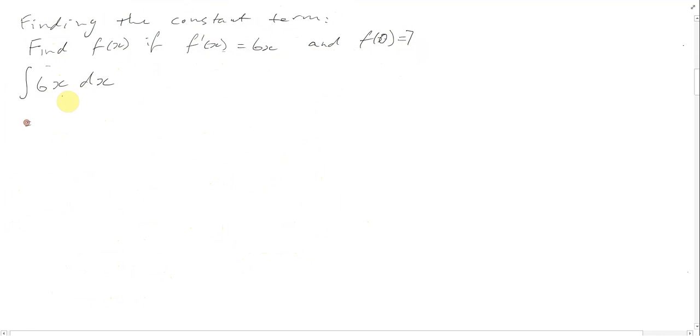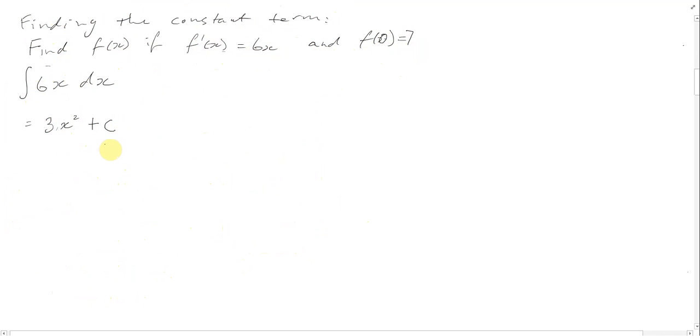So first off, the power needs to go up by one for the integral, the antiderivative. And the number that must go here has to be a 3, because 2 times 3 gives 6. And now we need to make sure we add on our constant term. So it's 3x squared plus c, our constant term.